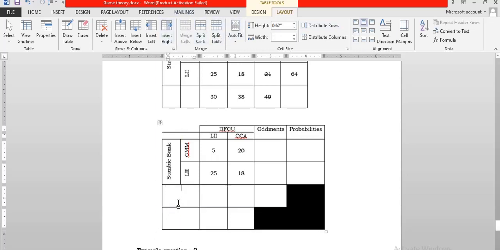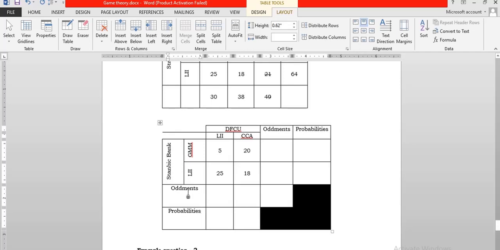Okay, so we shall have here oddments from the column side point of view, and we shall have here probabilities. Now, how do you compute the oddments? You compute the oddments by subtracting. So I shall say the difference between 20 and 5 is 15. This difference you get here, you write it down in the LII column. So I shall put here 15 as the oddments, as a result of the difference between 20 and 5.